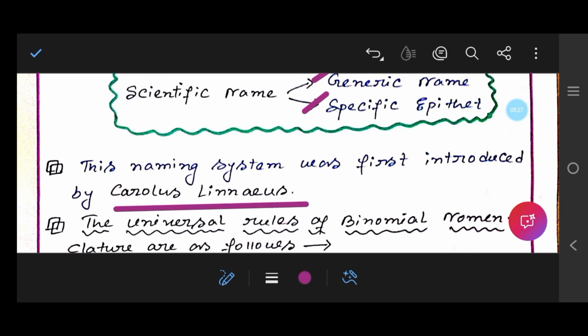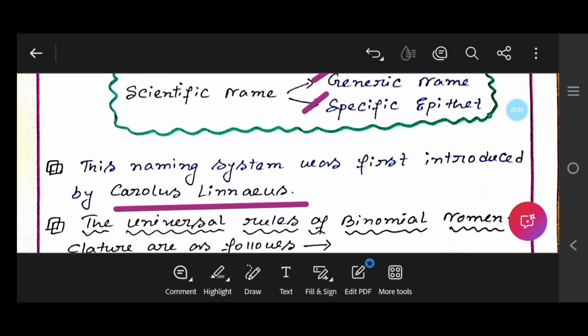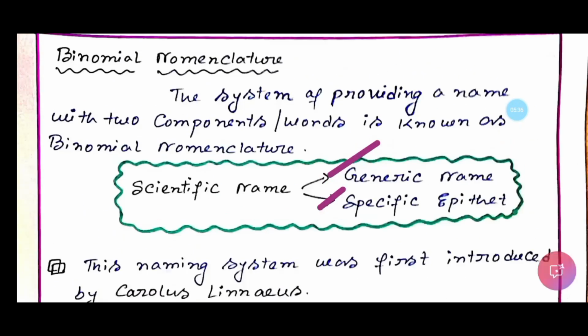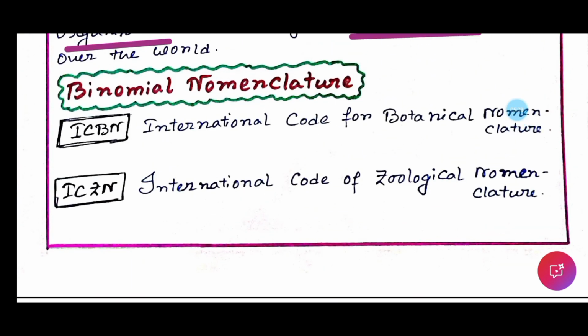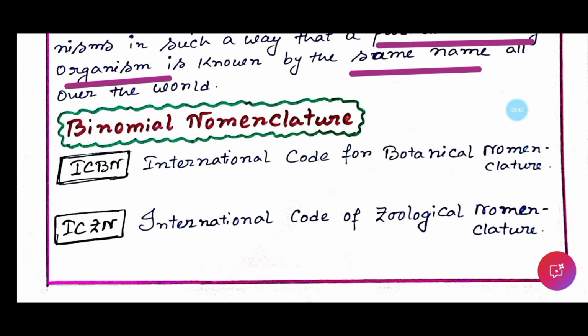Scientist Carolus Linnaeus first introduced this binomial system of nomenclature. Now, what is ICBN and what is ICZN? These are actually codes, or sets of rules. ICBN means International Code for Botanical Nomenclature. So it is a code, or set of rules, on the basis of which scientific names of all the plants are given.